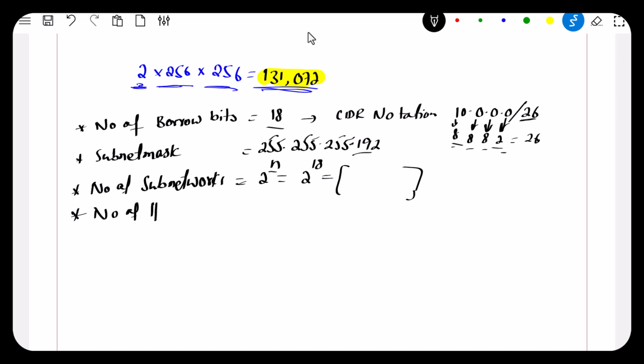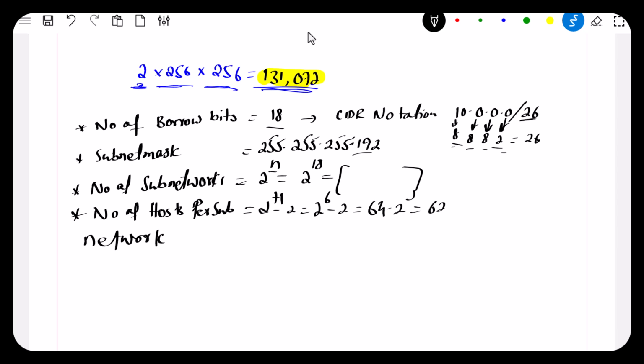Number of hosts per subnetwork, very simple, 2 power h minus 2. What is the h value? 2 power 6 minus 2. Okay, so 2 power 6 is equal to 64 minus 2 is equal to 62. 62 means this is the number of hosts in each subnetwork.